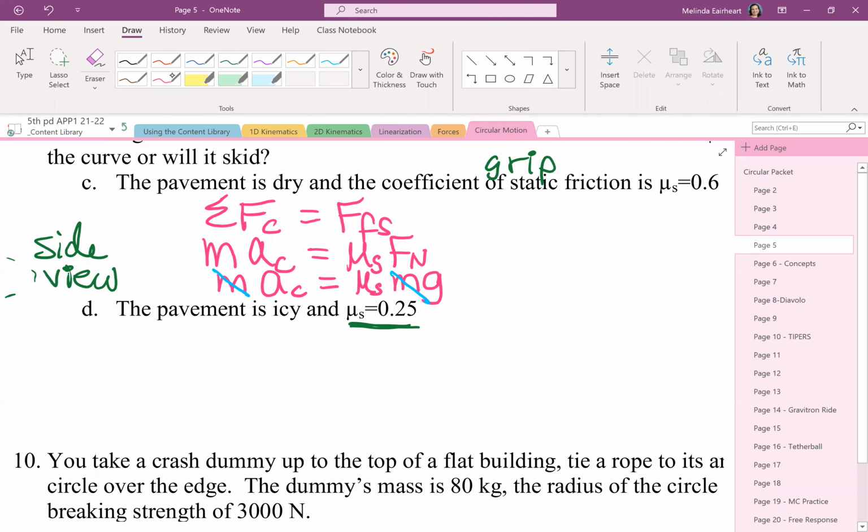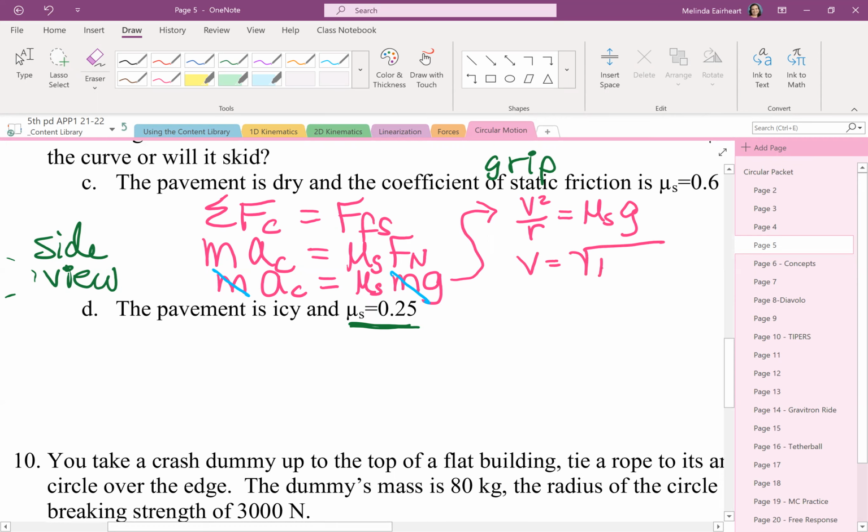And I don't see speed yet, so next step, centripetal acceleration, we can plug in v squared over r equals mu s g. And we're going to solve for v. So kind of familiar, multiply both sides by r, take the square root, but now I got a mu s in there. And that's going to be our working equation for both part 1 and part 2, whether it's dry or icy. We're just going to plug in a different coefficient.